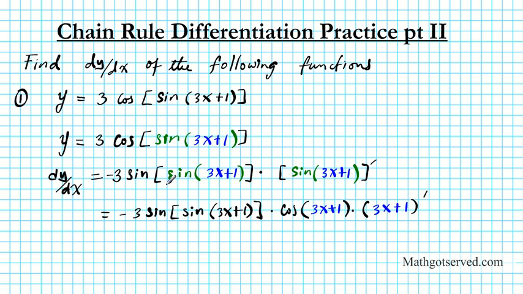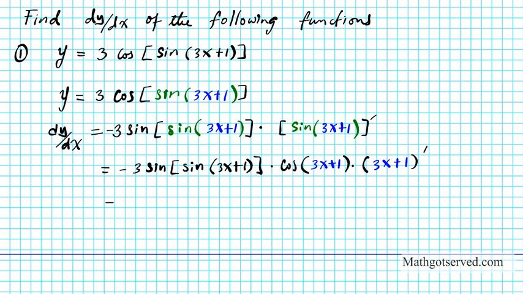So you notice the order. We did the cosine first to get sine. Now we did the middle sine to get cosine. Now we're going to shift our attention to the final one, which is 3x plus 1. So to finish that up, we're going to have negative 3 sine of 3x plus 1 times cosine of 3x plus 1. Now the derivative of 3x plus 1, we'll just use the power rule here. The derivative will simply be 3 plus 0, because the derivative of 1 is 0. Okay, so there you have it.